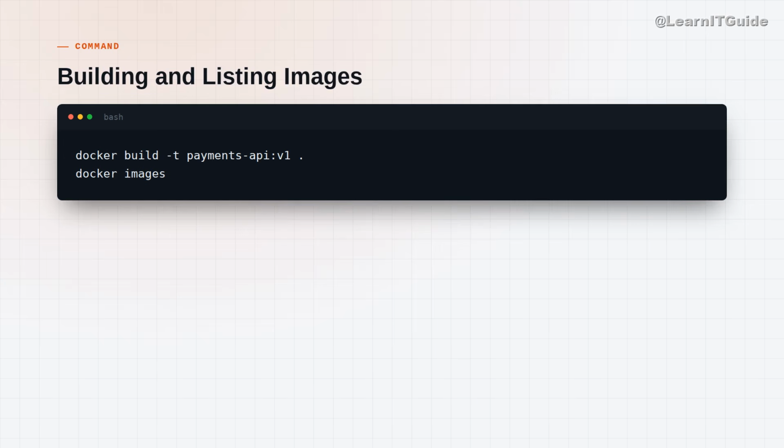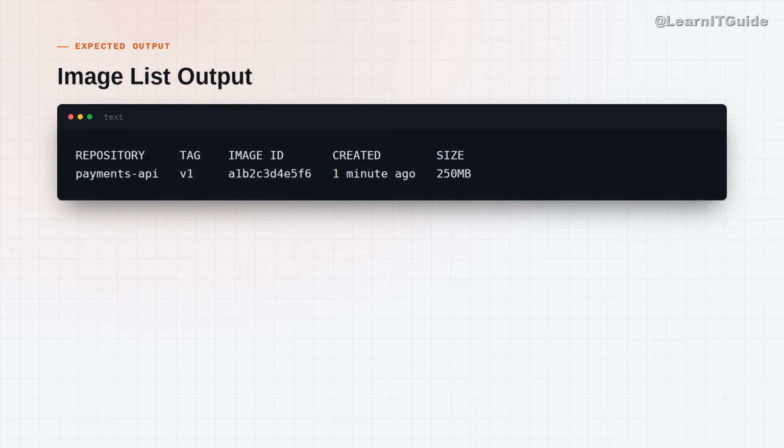When you list images, you are looking at the static templates available on your local system. This output confirms your image exists locally. The image ID is the fingerprint. If you change one line of code and rebuild, the image ID will change entirely because the image is immutable.